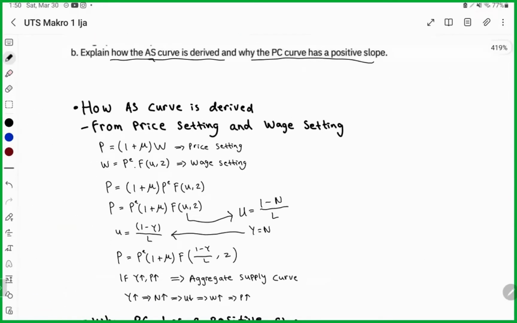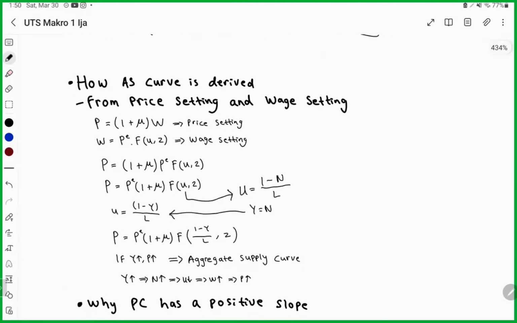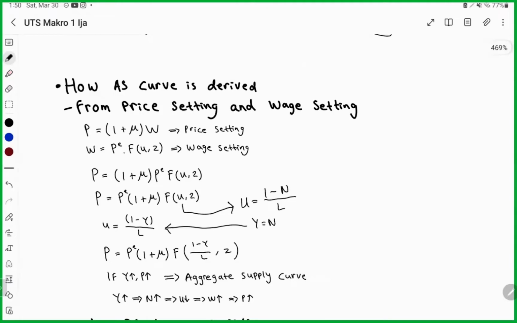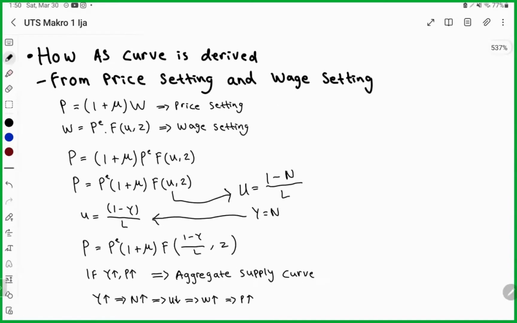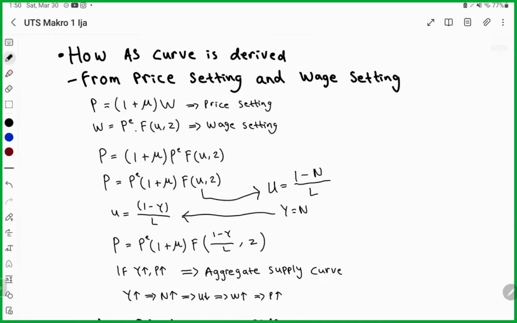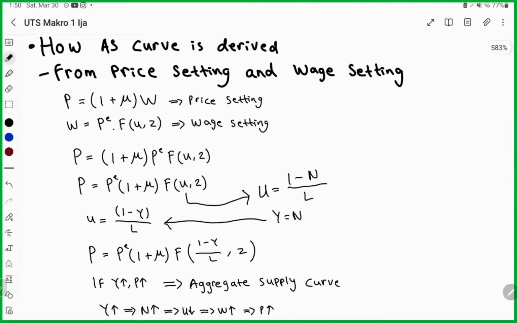And then point B: explain how the AS curve is derived and why the PC curve has a positive slope. So again, there are two questions in here. The first one, how the AS curve is derived. As I said before, if you want to derive something, you could use a graphical approach or a mathematical approach. In here, I use the mathematical approach because it's so much easier.